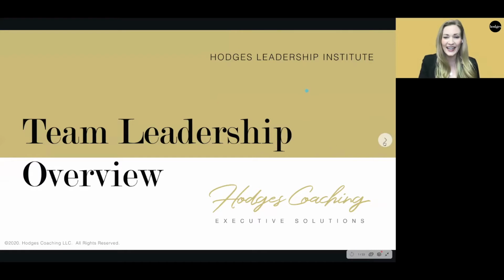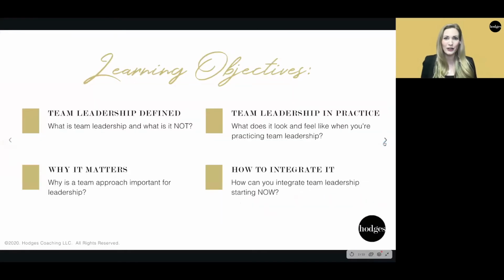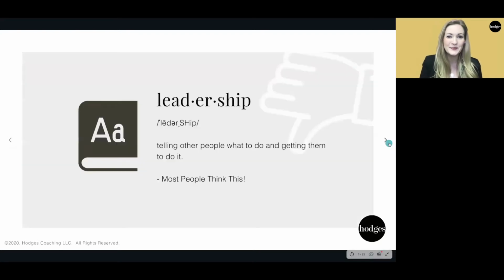So let's dig in and get a little bit of an overview of what each of the elements are going to look like. Our typical learning objectives: we're going to define what team leadership is for the purpose of this course. We're going to talk about what it looks like in practice with a broad overview of in balance and out of balance for each of the elements. Talk about why those matter for leadership and how to start integrating them now. You can pick something and start working with it, and then we'll dig into the first element next week.